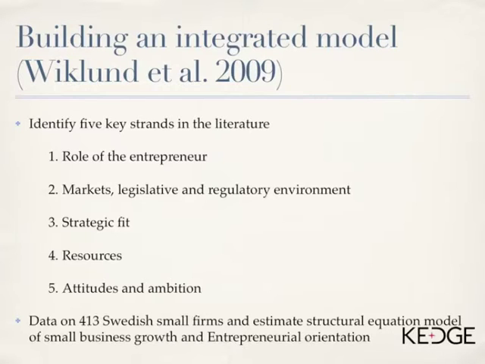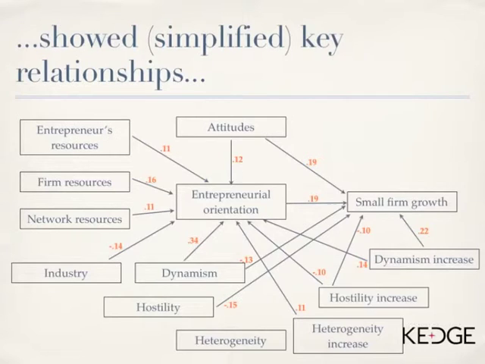In drawing their research conclusions, they seek then to test their hypotheses on data on 413 Swedish small firms, and they estimate using structural equation modelling of small business growth and entrepreneurial orientation. So some of the key relationships that emerge from their data set are illustrated here. And as you can see, some of these factors contribute towards entrepreneurial orientation. Some of the factors contribute directly towards small firm growth. And some factors contribute towards entrepreneurial orientation that impacts small firm growth.